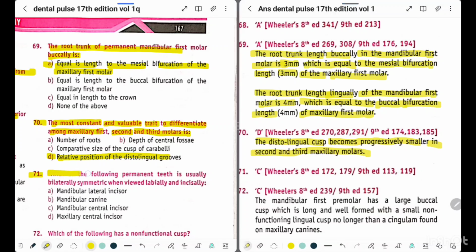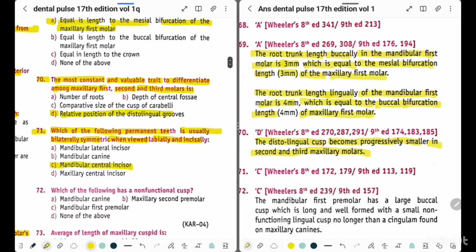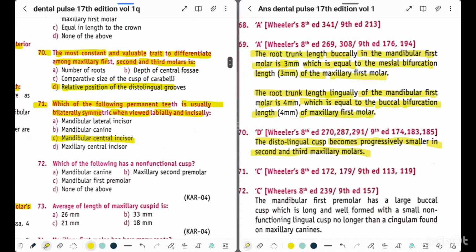Question 71. Which of the following permanent teeth is usually bilaterally symmetric when viewed labially and incisally? So its answer is mandibular central incisor. Mandibular central incisor is the tooth which is usually bilaterally symmetric when viewed labially and incisally.